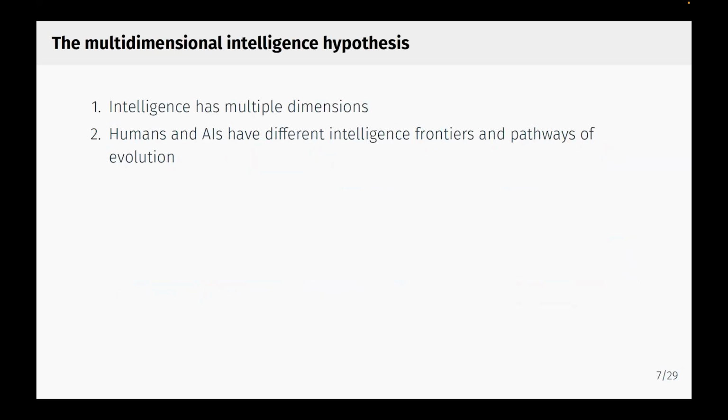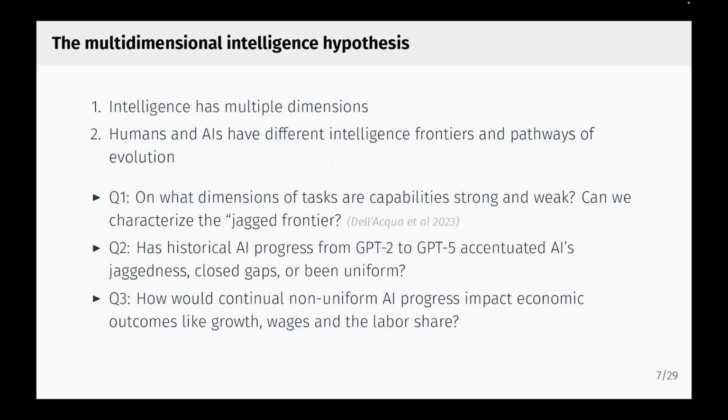Okay, so just to state the hypothesis very clearly, we're claiming intelligence has multiple dimensions, and humans and AI vary on these dimensions in terms of their capabilities, and also importantly for AI in the pathway of evolution. And so we're trying to ask, can we provide a more explicit characterization of those dimensions? Like, what are they? How has historical progress changed the relative strengths and weaknesses of humans and AIs?